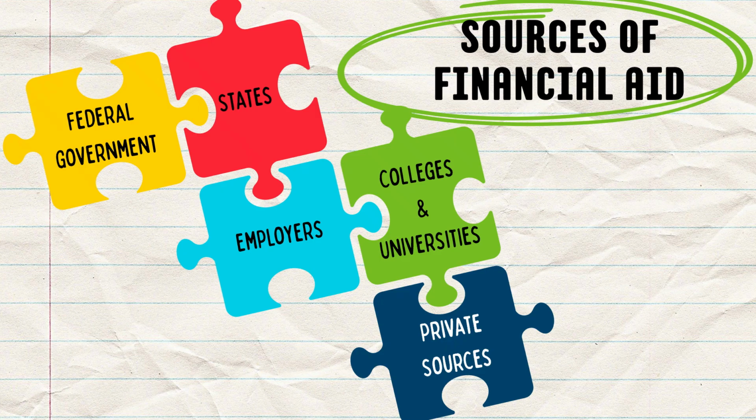Pell is the largest federal grant program. This grant is a form of need-based aid that doesn't need to be repaid. The amount the student receives is based on a variety of factors.